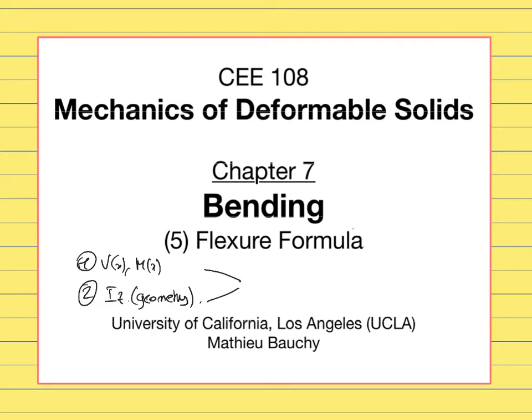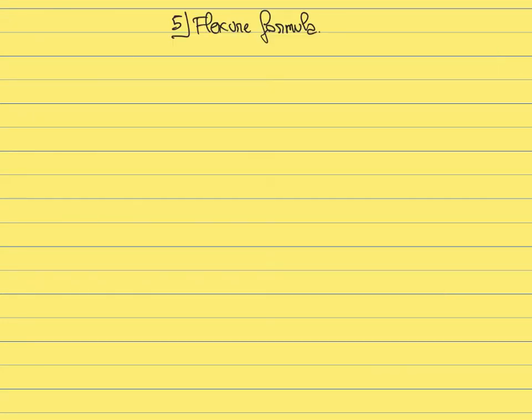And so based on those two things, specifically the internal moment and the moment of inertia, we will be able to calculate the normal stress sigma in a beam subjected to bending. This is going to be enabled by the Flexure formula, which we're going to derive in this video. So now we're going to derive the Flexure formula based on first principles.